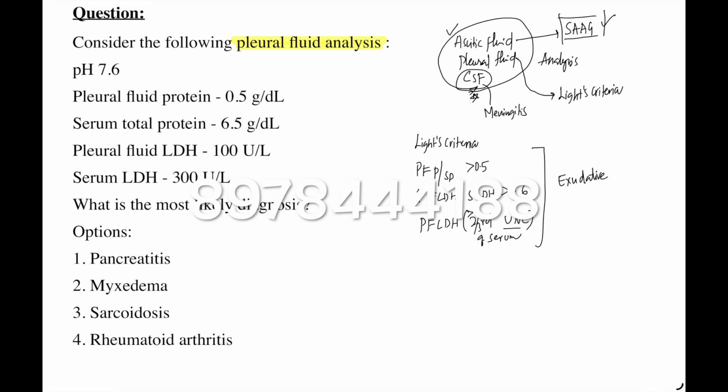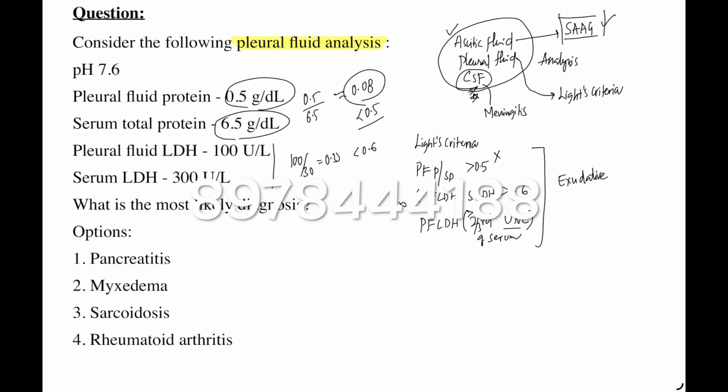You have to calculate the ratio. Pleural fluid protein to serum total protein ratio is 0.5 divided by 6.5, that is approximately equal to 0.08. That means it is less than 0.5, so this criterion is not met. Or pleural fluid LDH divided by serum LDH is 100 by 300, which is 0.33. It is also less than 0.6, so this is also not met.